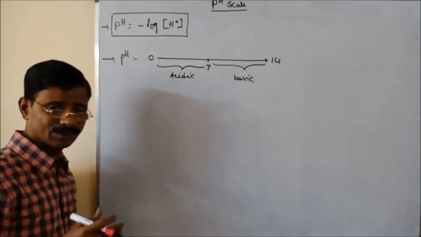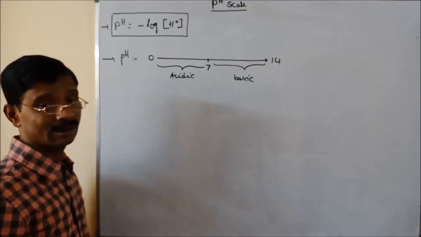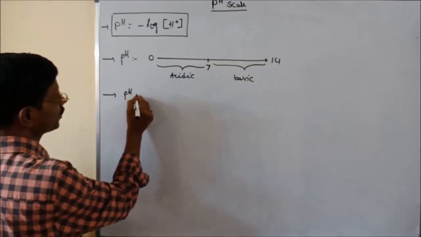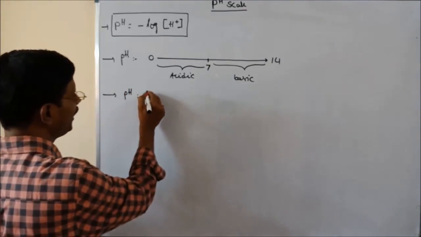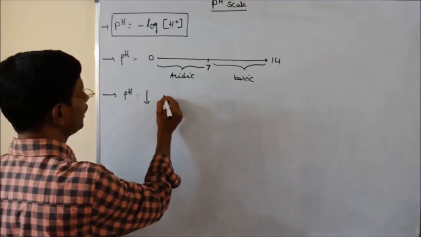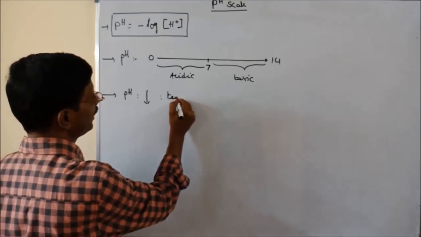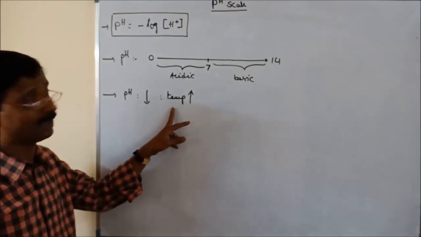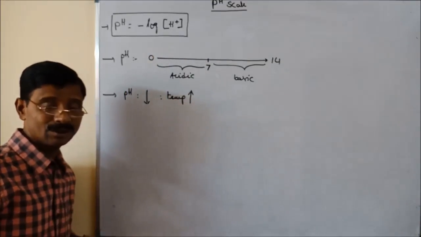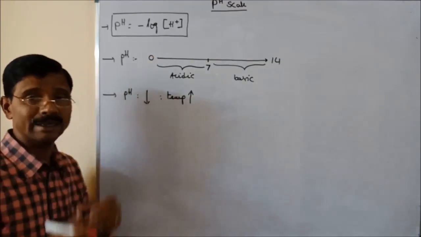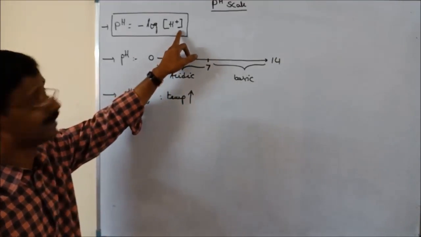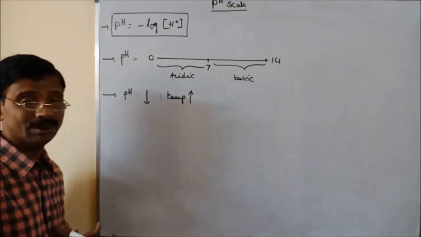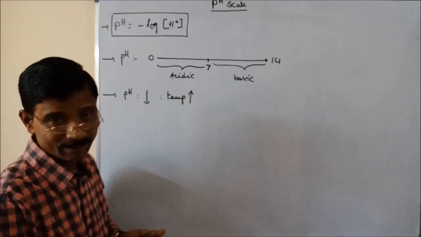Now suppose the temperature of the solution keeps increasing, that is the relation between pH and temperature. What will happen? Generally pH keeps decreasing if temperature increases. The reason is, if temperature increases, the dissociation of acid will increase, so the concentration of H plus keeps increasing. If the concentration of H plus increases, the pH value will decrease. So that is the relation between pH and temperature.